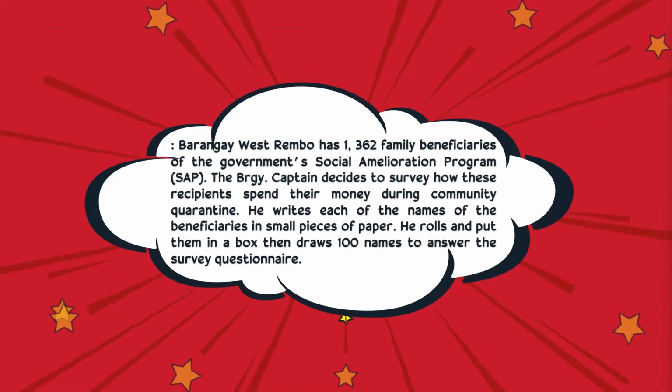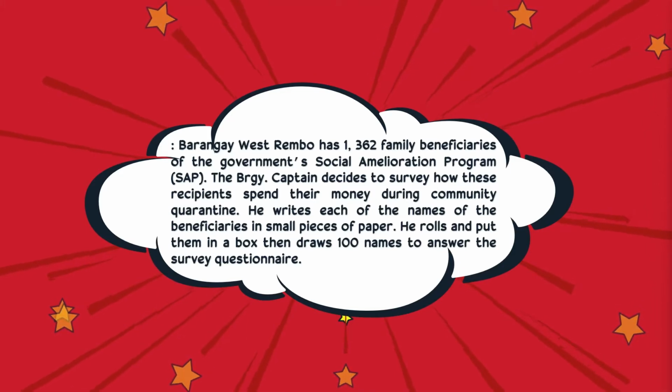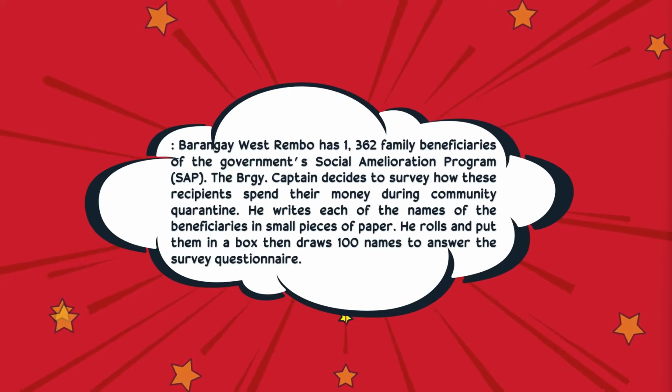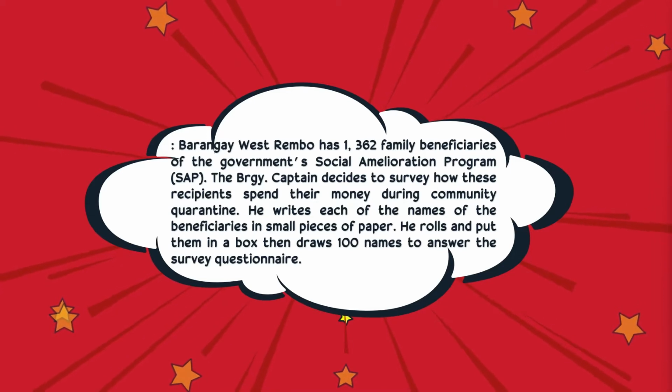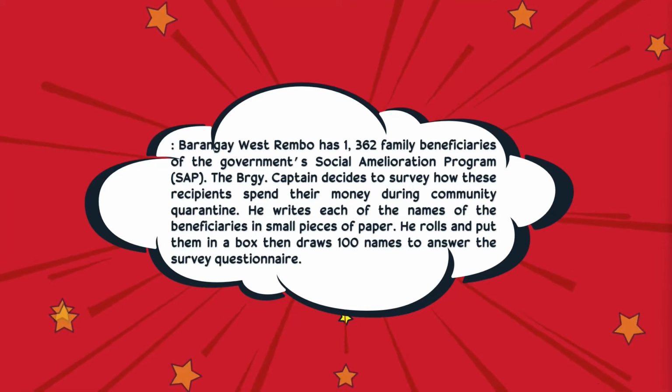Next, let's have another scenario. Barangay West Rembo has 1,362 family beneficiaries of the government's Social Amelioration Program, or SAP. The barangay captain decides to survey how these recipients spend their money during community quarantine. He writes each of the names of the beneficiaries in small pieces of paper, then he rolls and puts them in a box, then draws 100 names to answer the survey questionnaire.